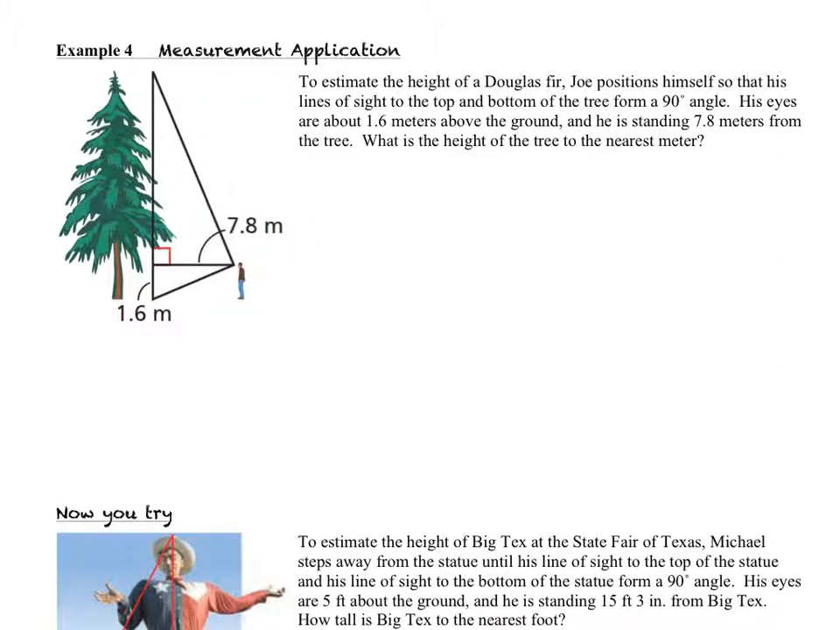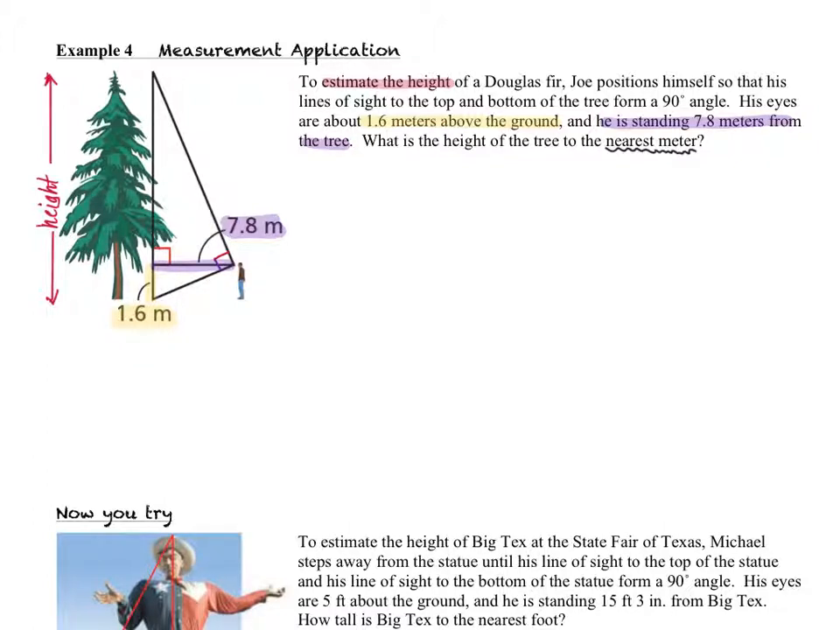To estimate the height of a Douglas fir. Okay, so right there we know that we're looking for the height of this tree. It goes on to say, Joe positions himself so that his line of sight to the top and bottom of the tree form a 90-degree angle. So that means we have a 90-degree angle right here at Joe. His eyes are about 1.6 meters above the ground, and he is standing 7.8 meters from the tree. What is the height of the tree to the nearest meter? So they're telling us to round to the nearest meter once we get done.